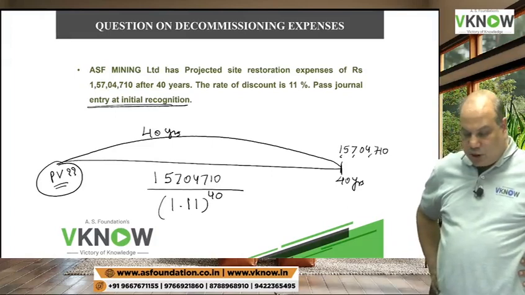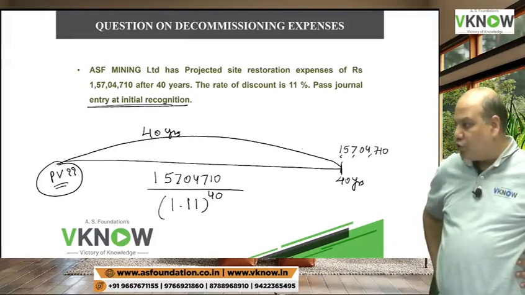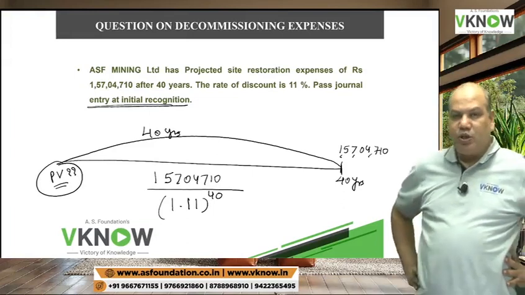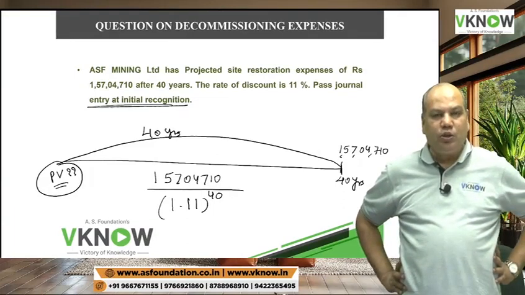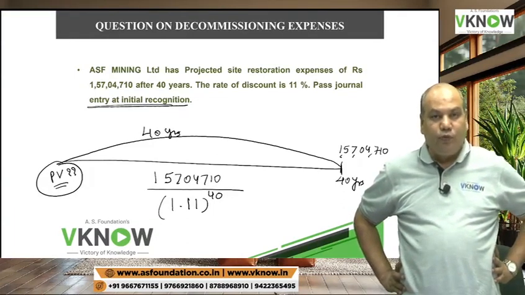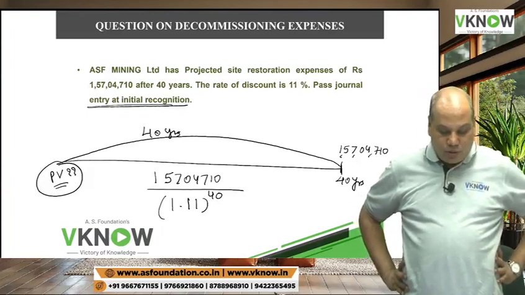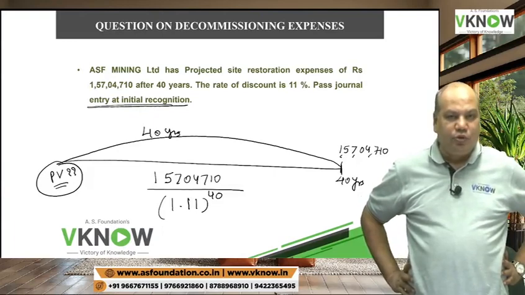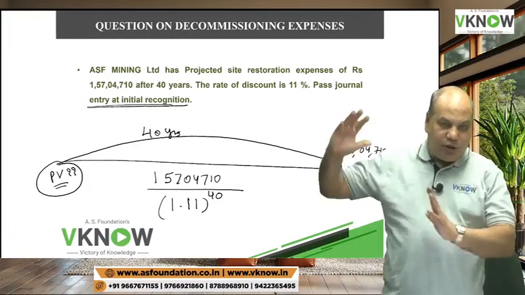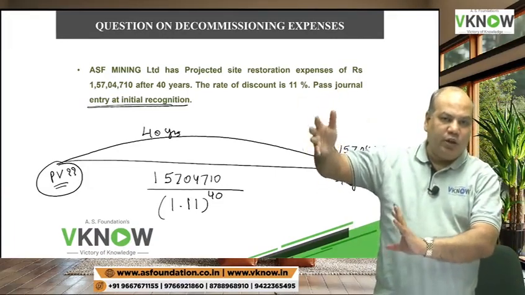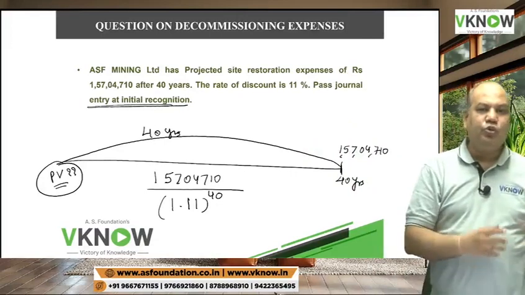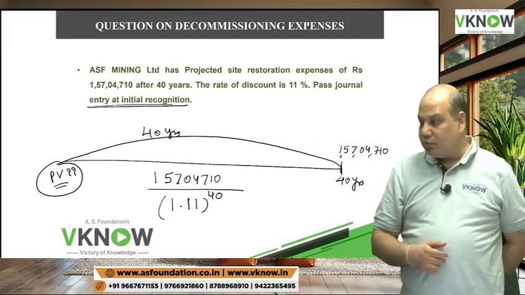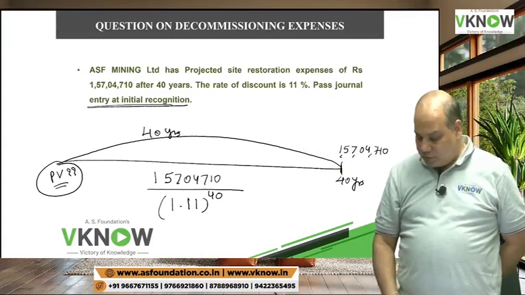So type on calculator 15704,710 divide by 1.11 and you press equal to, equal to, equal to 40 times. You have to press equal to 40 times. Expenditure will be incurred after 40 years, but I have to do the accounting today, so I will take the present value. So please reply.